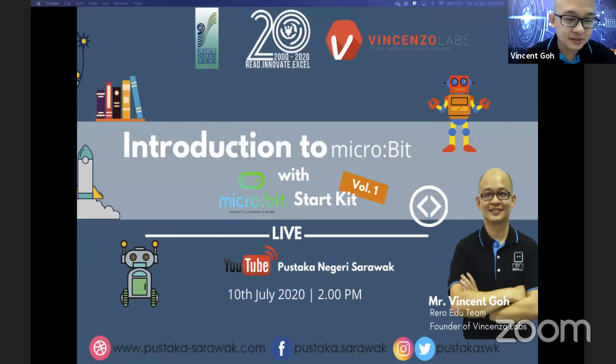Okay, so basically today I'm going to introduce the microbit quick start kit. These are the products that are going to be introduced for the subject for Year 5 and Year 6. So today we are going to introduce the microbit. Microbit is a tiny programmable electronic box that you can use to do your program.